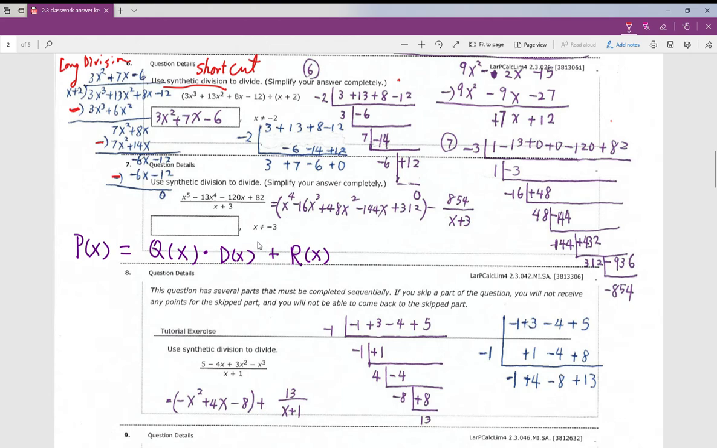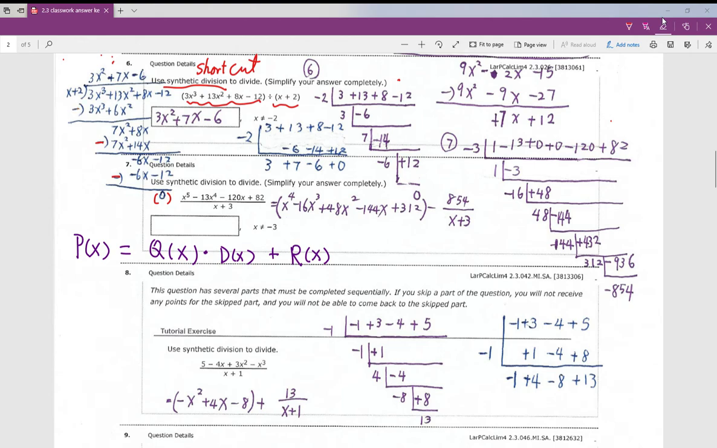So everything we need is the quotient and the remainder, right? The question itself already gives you the dividend and the divisor, so we don't need to work on these two things. All you have to find out is what's the quotient and what's the remainder. Now let me erase those marks first. Okay, so let me show you.